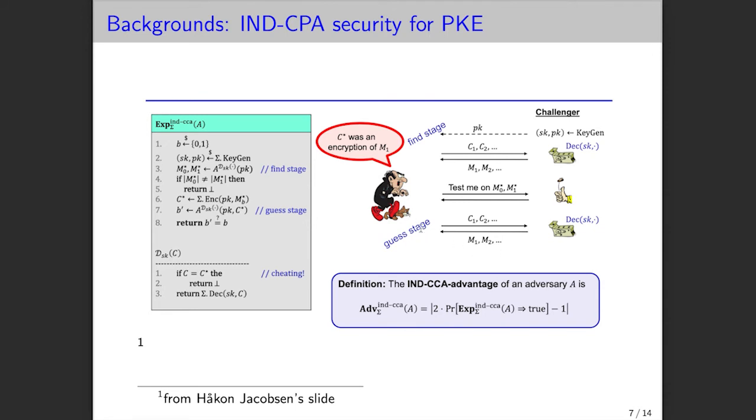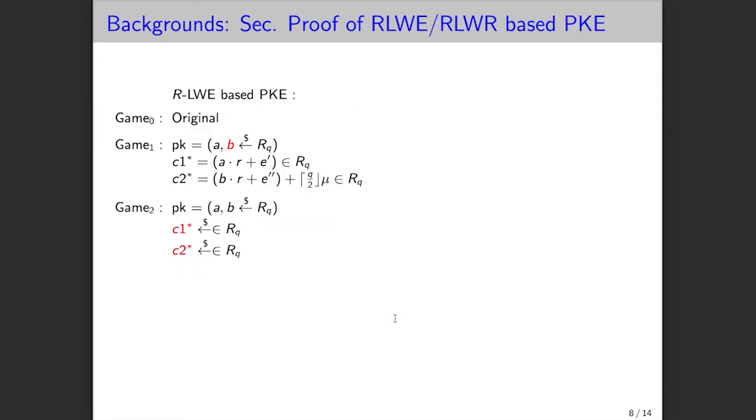And if the adversary's guess is right, we say the adversary wins the game, and the advantage is defined like this. Now we recall some security proofs from RLWR and RLWR-based schemes.